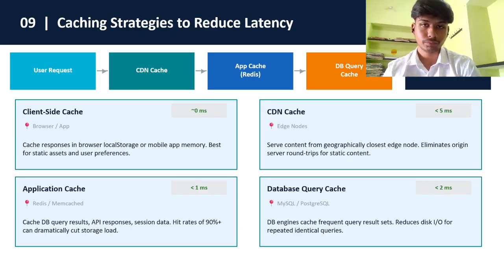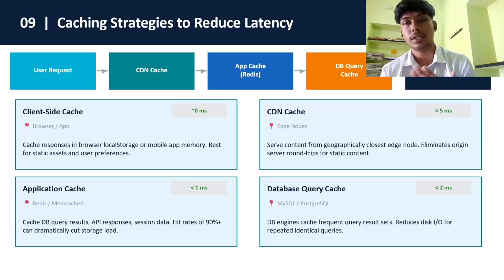CDN cache. The CDN cache is the second block, the content delivery network. It stores copies of your static content on servers around the world. When a user requests content, it comes from the nearest CDN server, not from your origin place, typically in under 5 milliseconds.